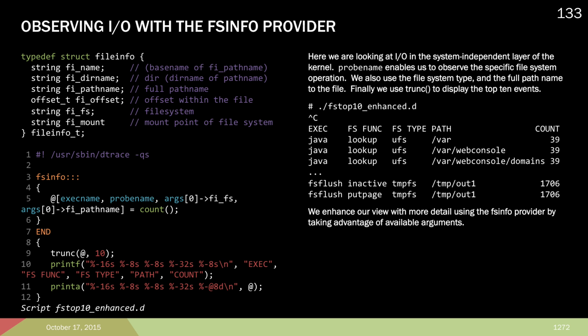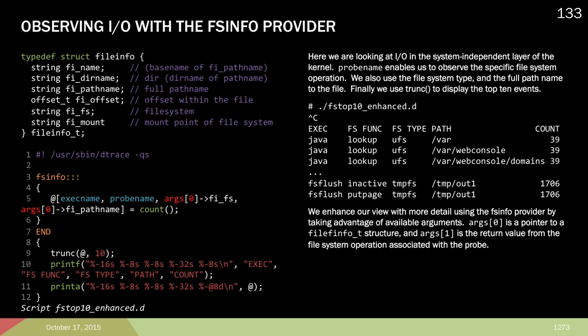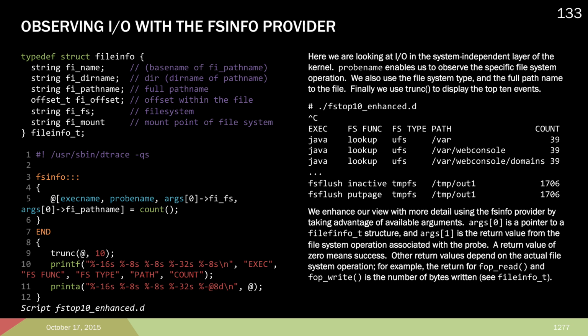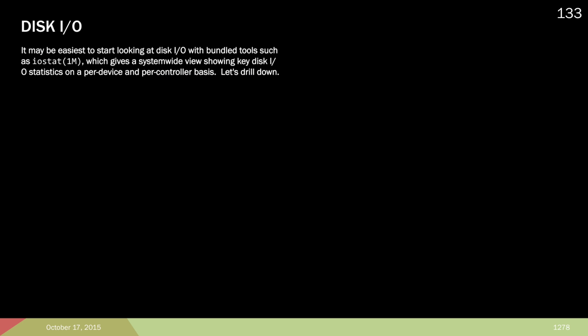We enhance our view with more detail using the fsinfo provider by taking advantage of available arguments. arg0 is a pointer to the fileinfo structure, and arg1 is a return value from the file system operation associated with the probe. A return value of 0 means success. Other return values depend on the actual file system operation. For example, the return for fop_read and fop_write is the number of bytes written. See fileinfo_t. It may be easiest to start looking at disk I/O with bundled tools such as iostat, which gives us a system-wide view showing key disk I/O statistics on a per device, per controller basis.